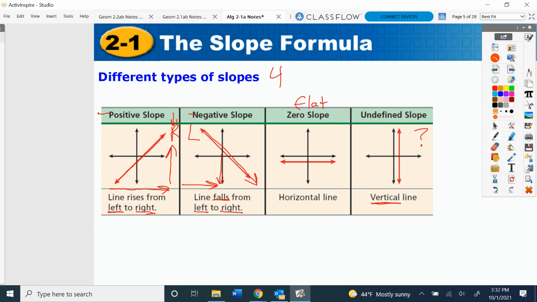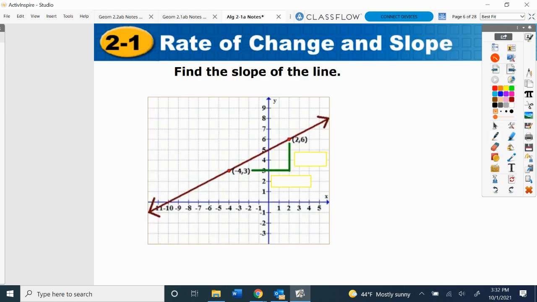Okay, so now that we know the different types, let's take a look at calculating or finding what the slope of a line would be on a graph. Here's the first line that we have. Notice right away that the line is pointing to the right. That means it's going to be a positive slope. So right away it points to the right, so I know it's going to be positive.